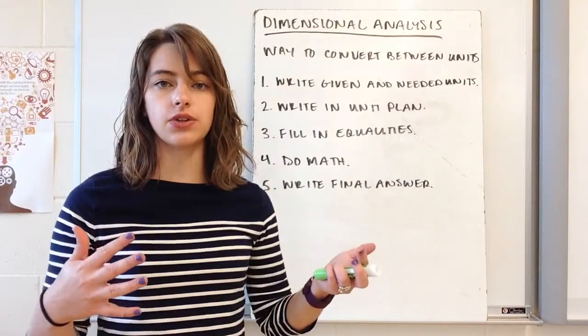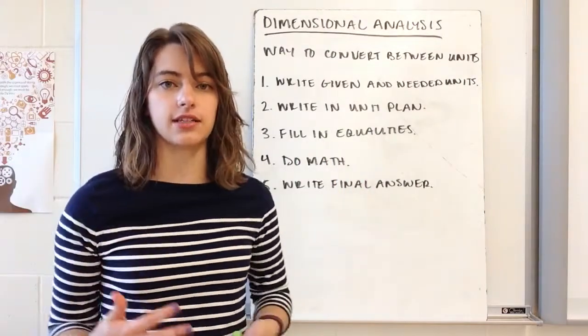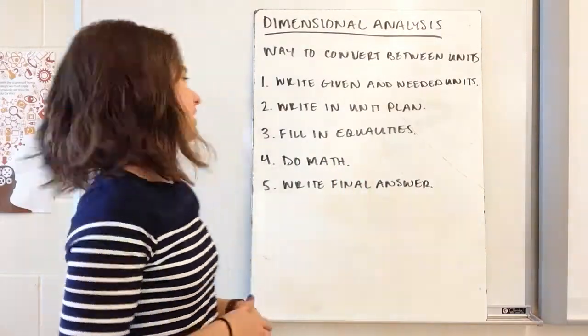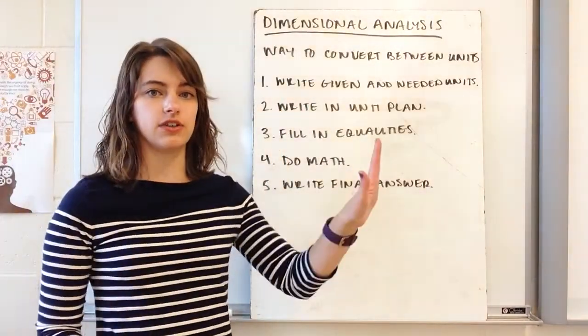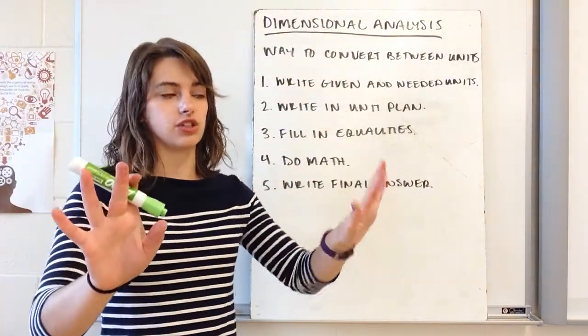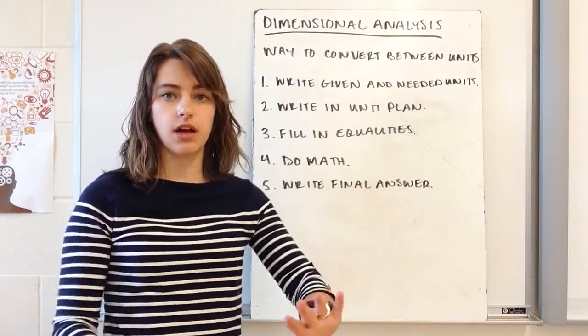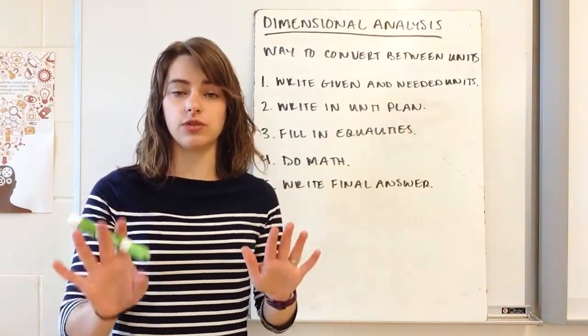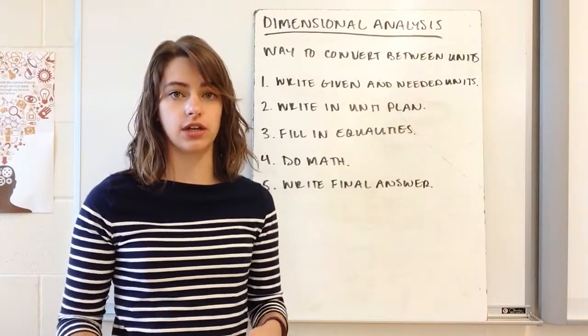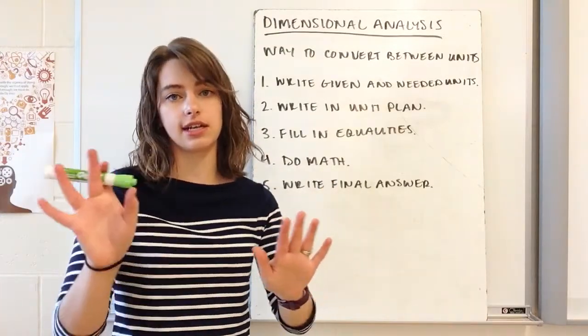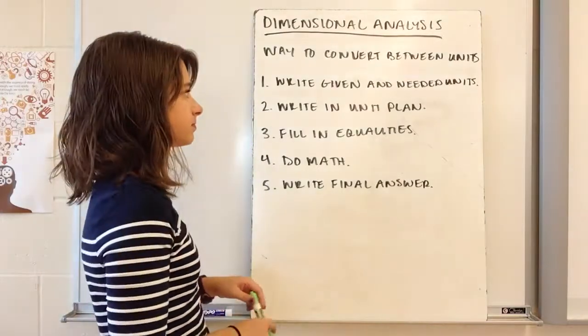But first, let's go through the general thought process or steps for dimensional analysis. The very first thing that you're going to want to do is write your given unit and your needed unit. So what are you starting with in the problem? What are you ending with? What unit should your answer be in? Those are going to come straight from the question. It'll tell you what you're starting with, and it will tell you what you should end with.